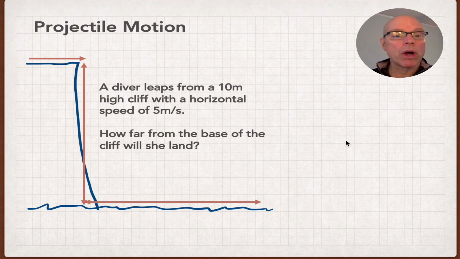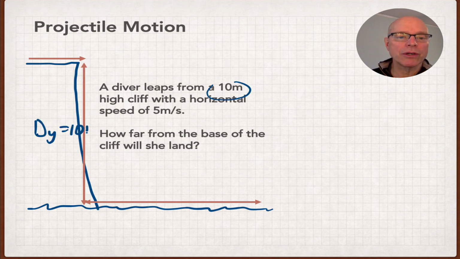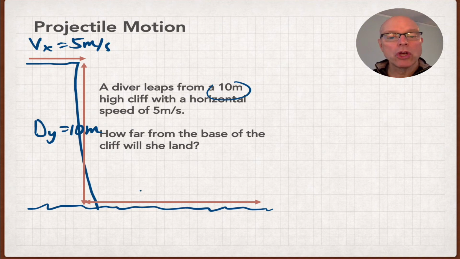So example number 1, we've got a diver that leaps from a 10-meter high cliff. So 10 meters, that's the dy. So I've got dy equals 10 meters. Then they give us the horizontal speed. That's going to be the vx. You notice the x is horizontal. It's going to be 5 meters per second. All right, and finally they're asking how far from the base of the cliff will she land? So she's going to follow that pathway, and she's going to splash out here in the water, and we want to find out how far that is. So that's going to be the dx.